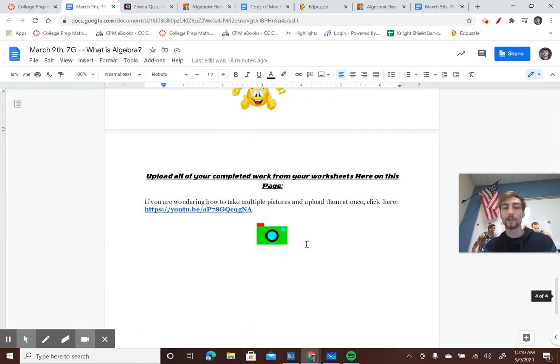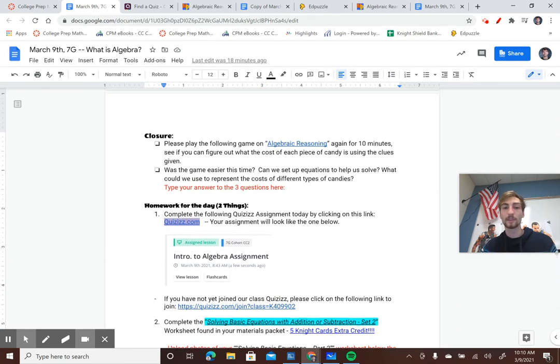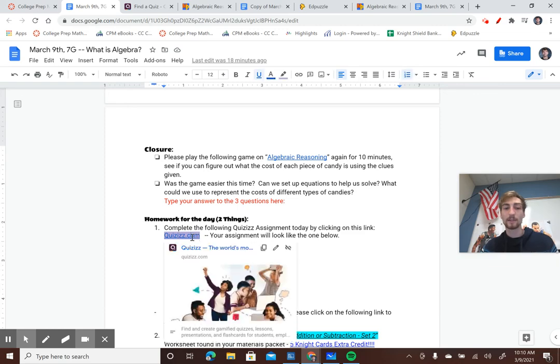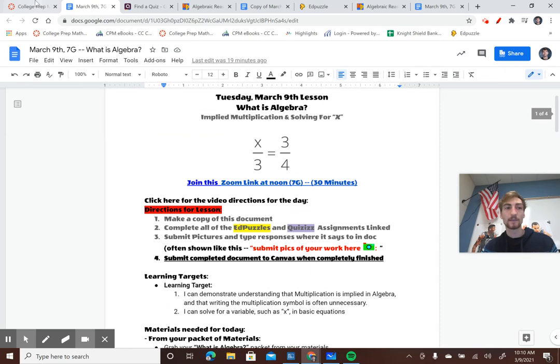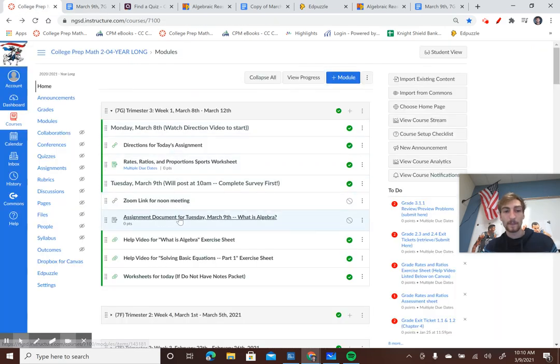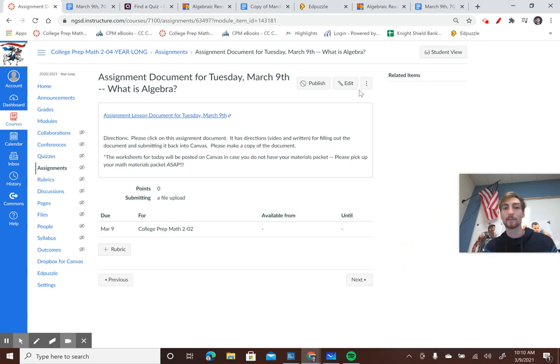Once you upload all your pictures and complete all the worksheets, complete all the Edpuzzles and the quiz, then you are good to submit this document. And you're going to submit this document by going on to Assignment Document, and you'll see it's an assignment, and there'll be an upload area on the top right. It'll maybe say like submit, but first you'll need to upload your assignment, select the document that you copied and edited, and then you'll be all good to go.